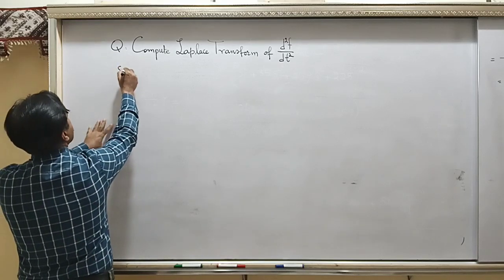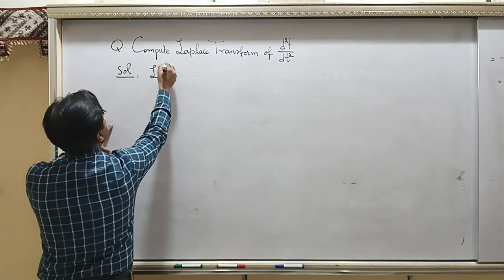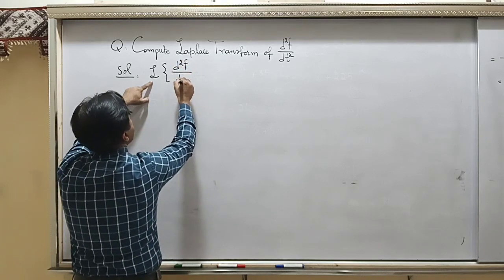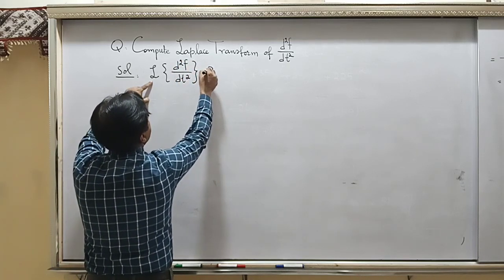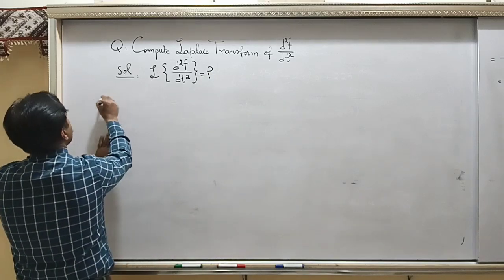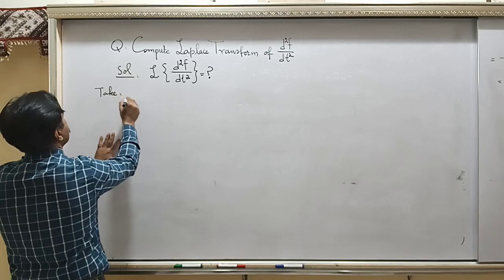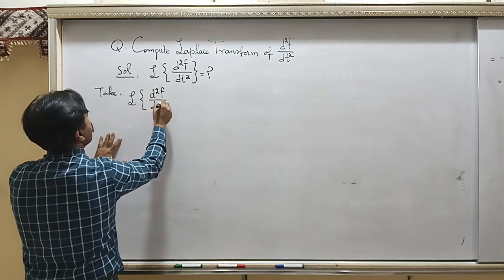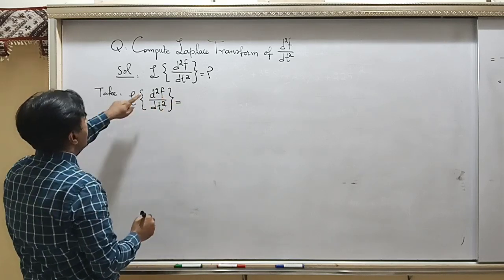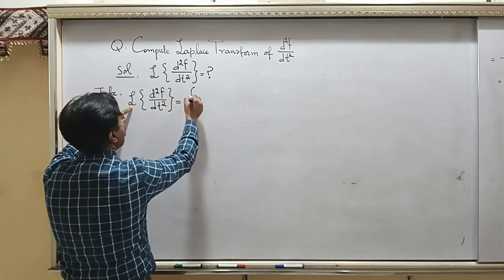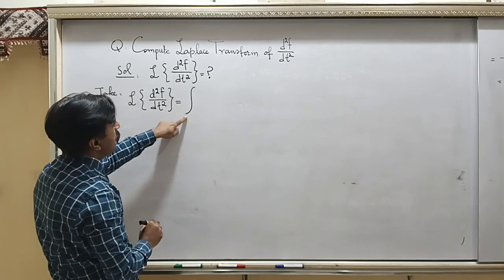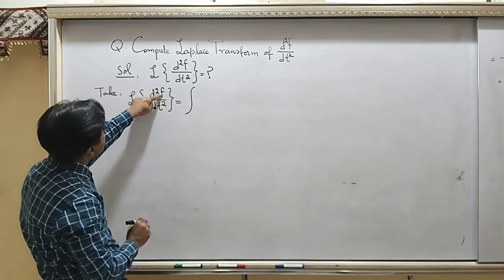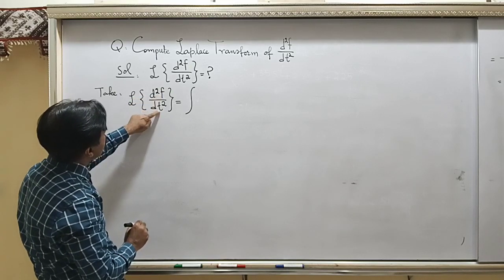So first of all, there is a heading for the solution, and you need to find the Laplace transform, meaning L of d2f by dt square. You need to find its value. The Laplace transform of d2f by dt square is equal to L, which is an integral operator, and this integral means there will be some integration variable, and the integration variable would be t because f is a function of t. That is why it is differentiated with respect to t.